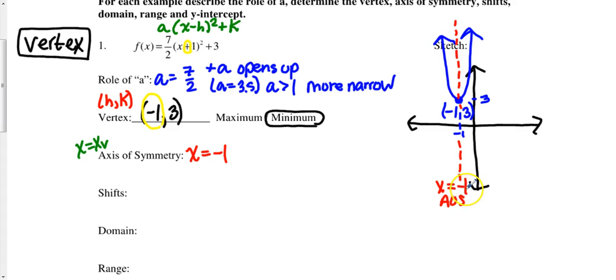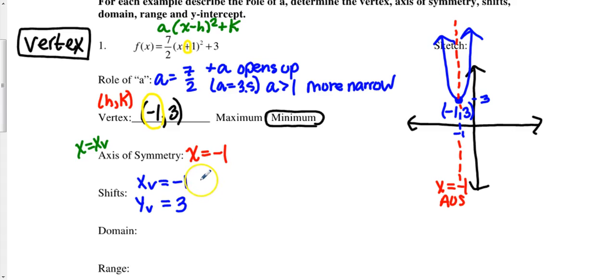Our shifts come from where? Shifts come from the x value of the vertex and the y value of the vertex. So let's say what these are. X sub v is negative 1, and the y value of the vertex, y sub v, is 3. On your own, please try writing down what these shifts mean.